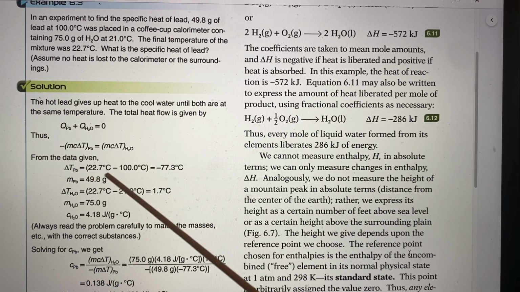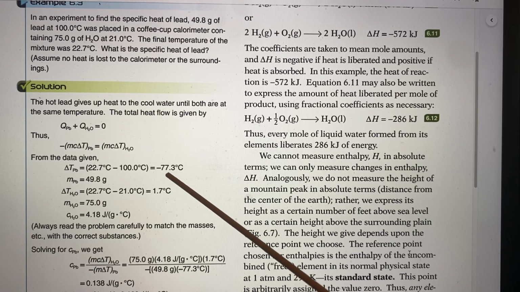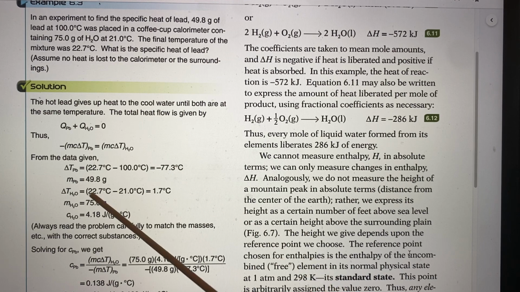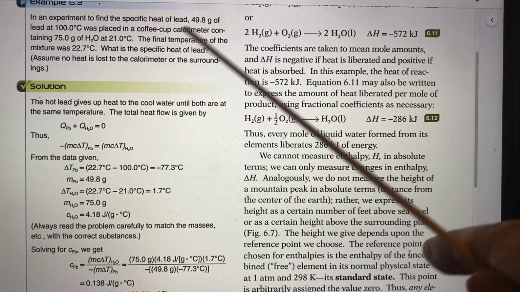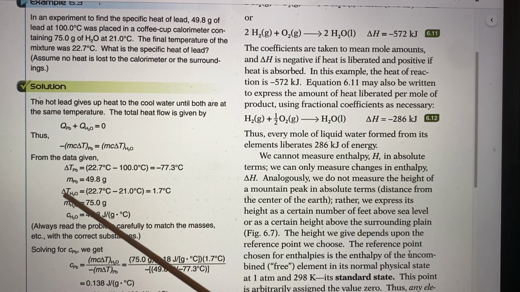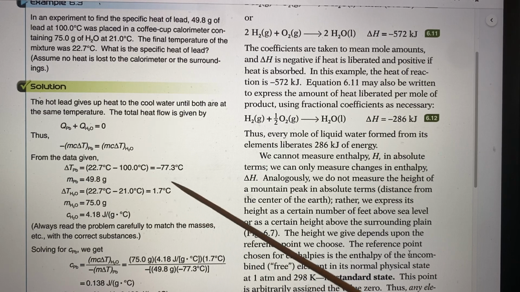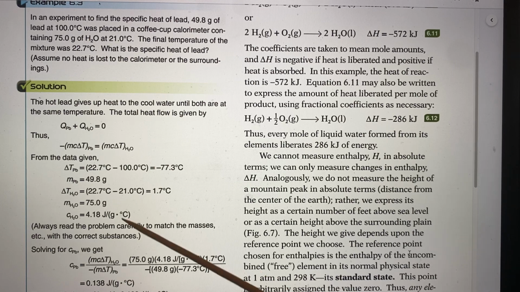Okay, this is the lead, right? So this is going to be our change in temperature of the lead. Now the mass of the lead, we already are given up here, is 49.8. So that's the mass of the lead. So now we're going to do the same thing for the water because it's going to involve the water. So we have 22.7 degrees centigrade minus 21 for the water, and the water change of temperature is going to be 1.7. And so now you have this water being 75 grams, which we got up here. 75 grams is going to be the mass.